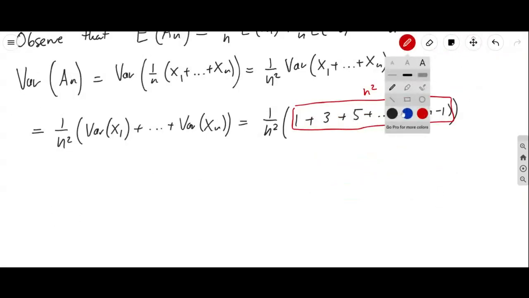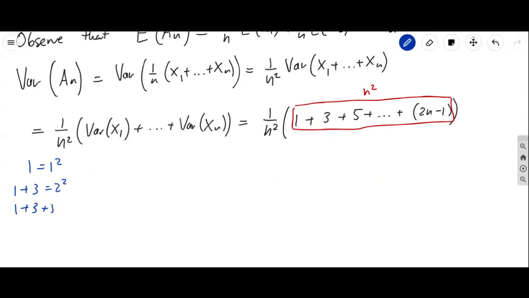If you do not believe me, let me just show you what I mean. 1 is equal to 1 squared. 1 plus 3 is equal to 2 squared. 1 plus 3 plus 5 is equal to 3 squared. 1 plus 3 plus 5 plus 7 is equal to 4 squared, and so on. This is very easy to prove by induction or whatever method you like to use. Very simple. It's a well-known fact. It's one of those interesting things.